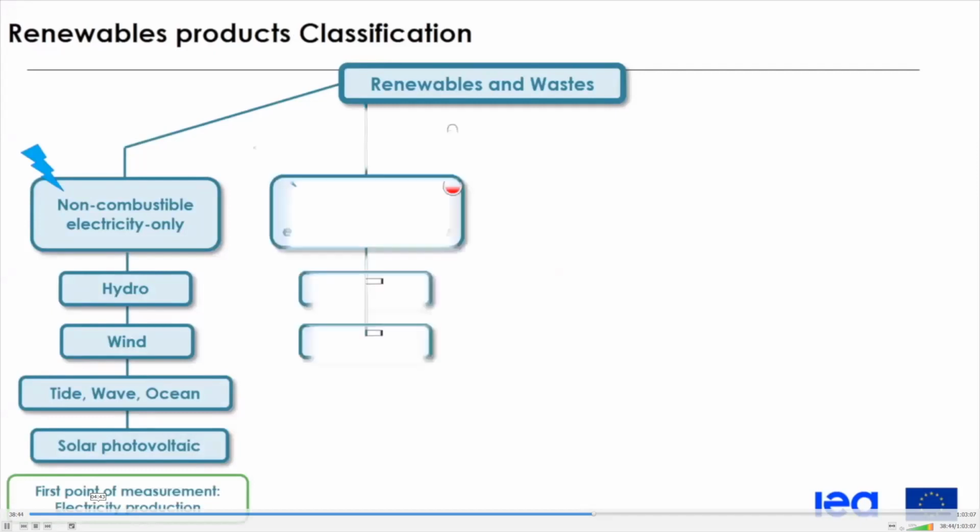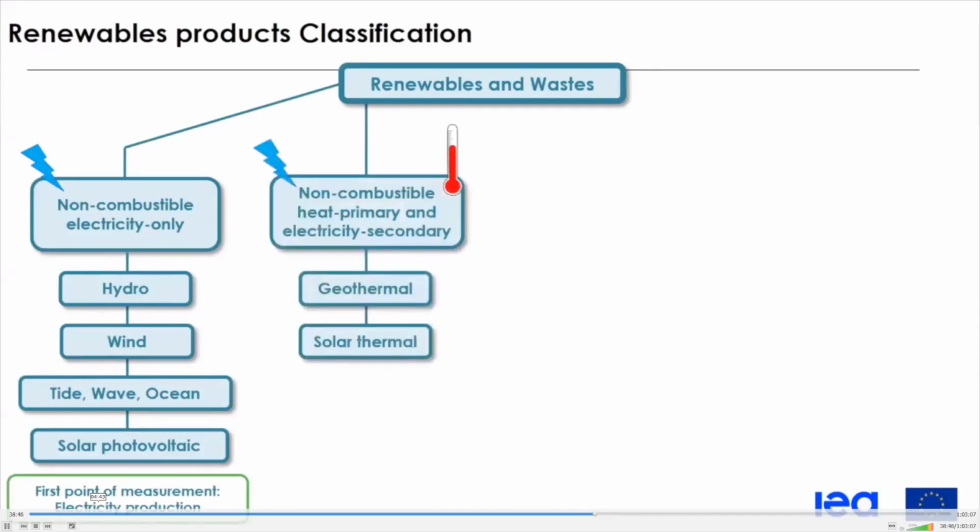The second part would be the renewable energy, which can produce both heat and electricity, which have a primary energy form of heat. This is composed of geothermal and solar thermal. And in that case, the first point of measurement would be the heat created by the geothermal plant or the solar thermal panel. And then from this, we will see the electricity generated.